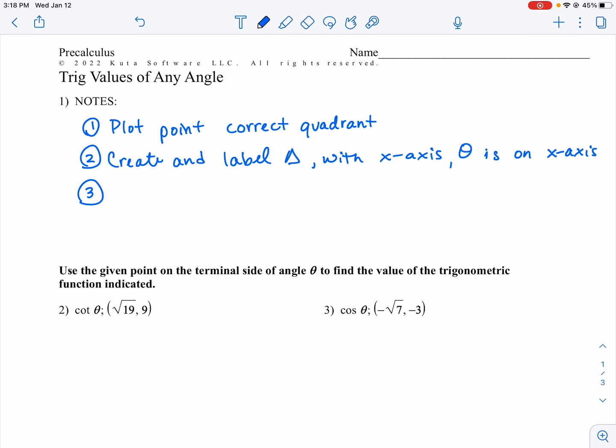Once we do that, we're going to calculate the missing side. Sometimes we need that, sometimes we don't. I'm going to do it just for practice right now, but you can determine if you need it or not. So you're going to calculate the missing side, and you're going to do that with the Pythagorean theorem. So a squared plus b squared equals c squared. That's what you're going to use for that. When you do that, you want to disregard the negatives here.